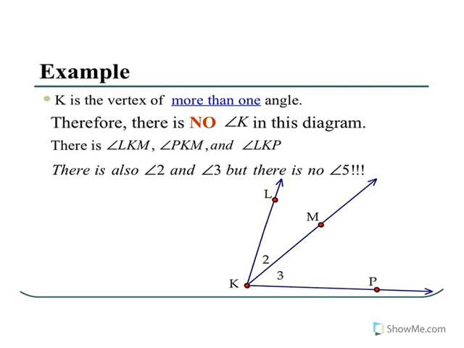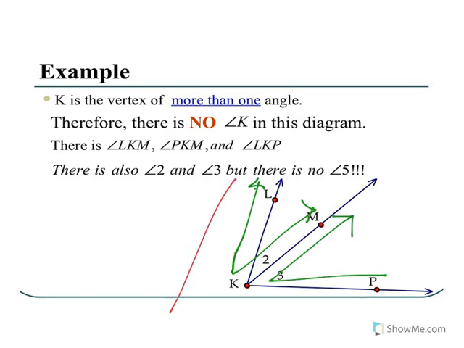So here is an example. K is the vertex of more than one angle. Therefore, there is no angle K in this diagram. So we must call this angle LKM, and then this is PKM, and we have another angle LKP. So actually there are three angles here. There are also angle 2 and angle 3. Since there's no degree sign, we cannot add those two to call it angle 5.